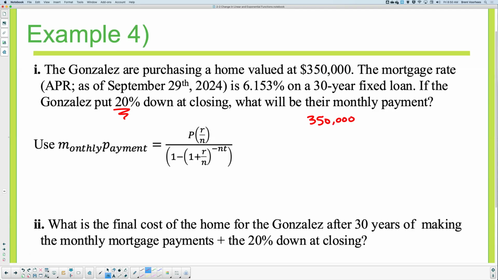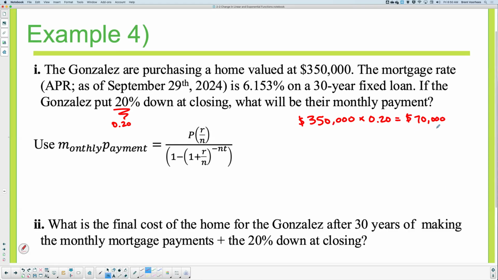Closings when you actually make the purchase. And so 20%, we would say that's 0.20. If you multiply that, what you'll get here is $70,000, okay? So what that means is if you want the best possible interest rate on a loan, you need to have at least $70,000 to pay at the time of purchase.